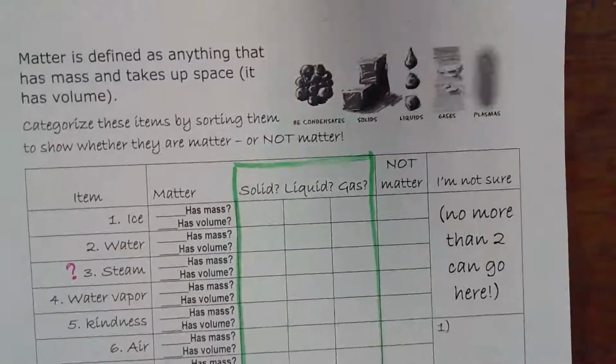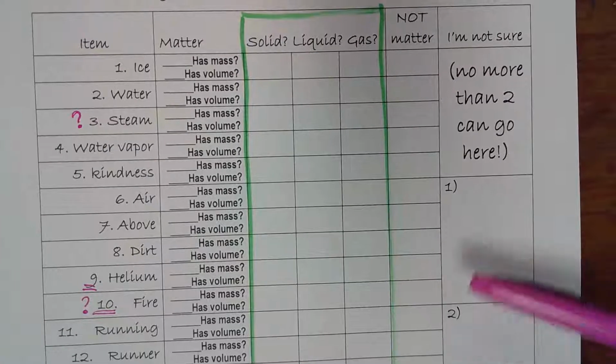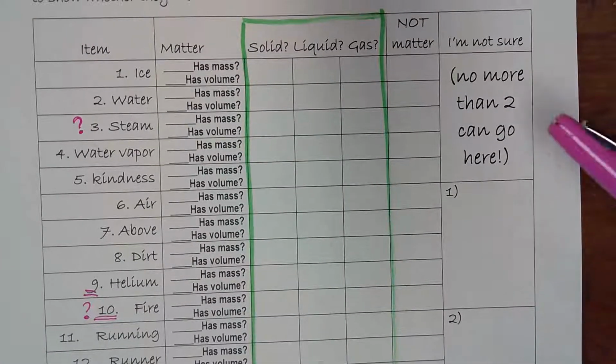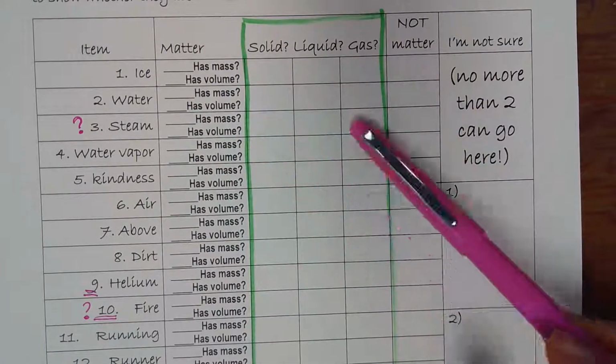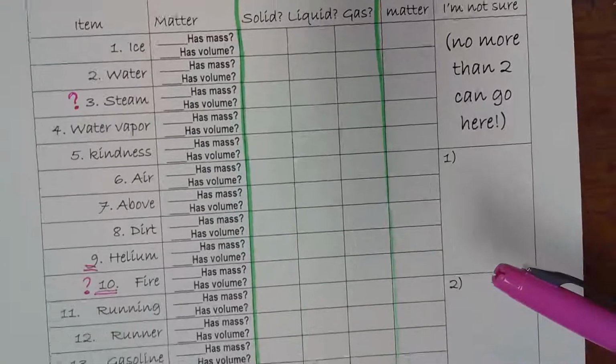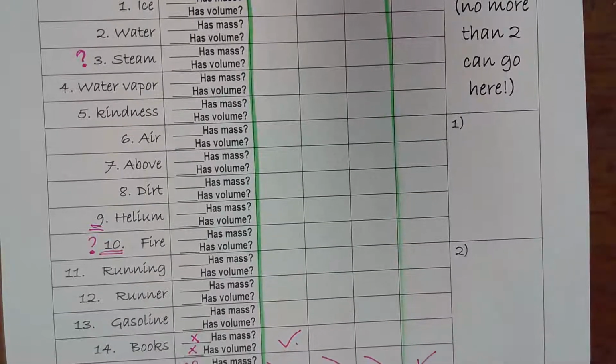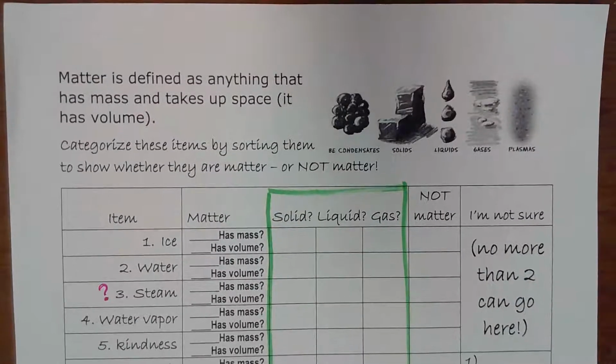And hopefully, it's a little easier to tell whether they are matter or not matter, given what we've been studying the last several weeks. Think about what it takes to be a solid or a liquid or a gas as you mark these things. Your completed sheet is your assignment for today.